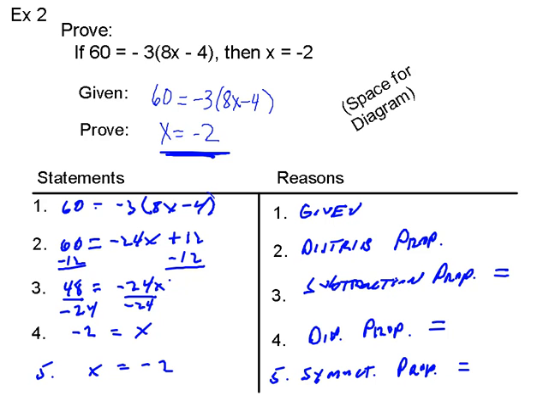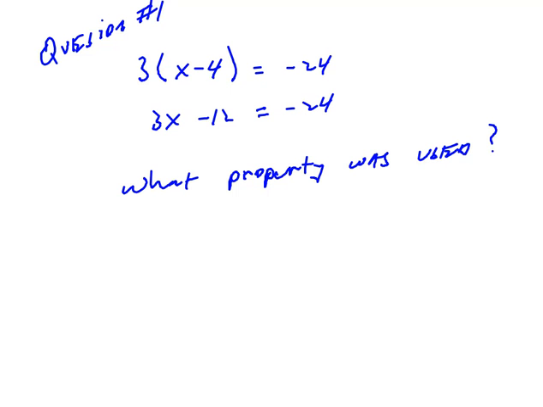Okay, next thing, that's how we do a proof. In a two-column form, we have our statements on the left and our reasons on the right. You go ahead and look at this next problem for your video summary. Question number 1, just say what property was used to solve this problem.